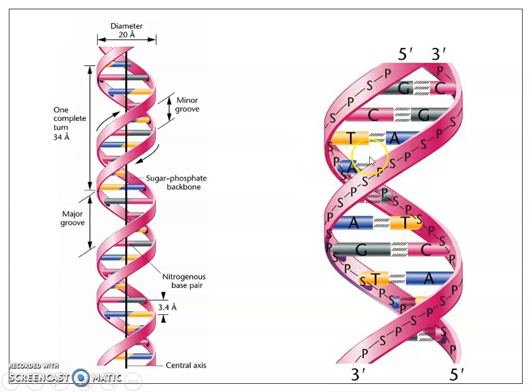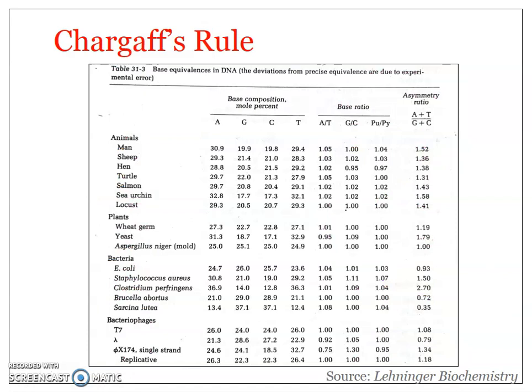So this sequence of bases represents genetic information, and the genetic information is well preserved, stored and protected within the sugar phosphate backbone. Okay, so that is about the double helix, which we have already mentioned, and this is Chargaff's rule.